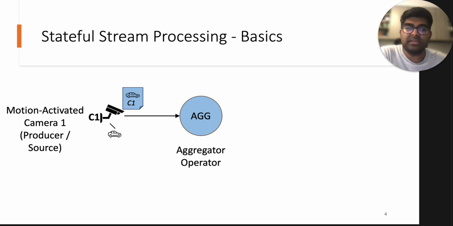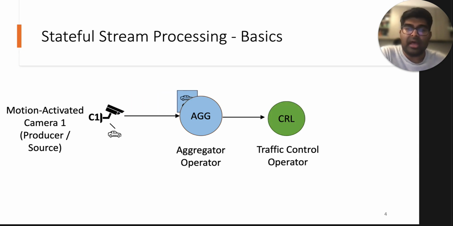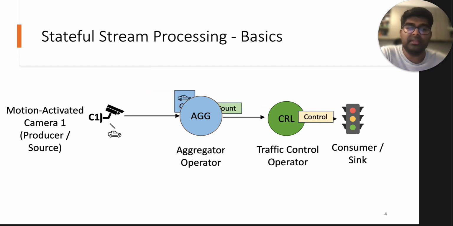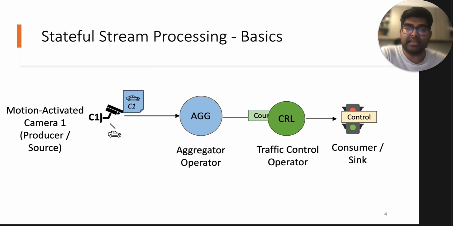Operators in stream processing frameworks are processing units that process the stream and further produce another stream. So the first operator here is an aggregator that detects the number of vehicles in a car image and maintains a count of all cars seen so far. After the aggregator has processed the data, the current vehicle count is then sent to the next operator, which is responsible for controlling the traffic lights, which is the consumer, commonly referred to as the sink.